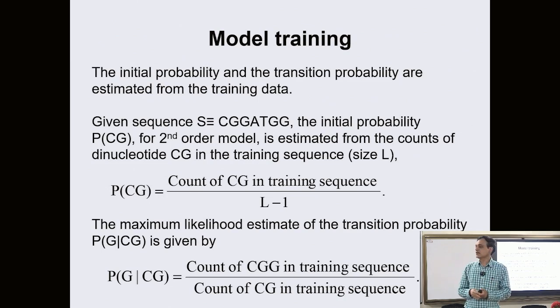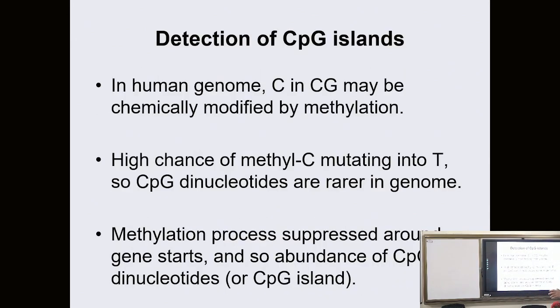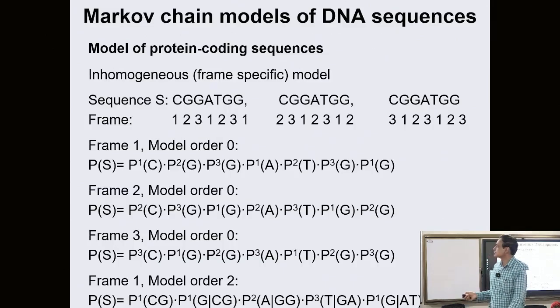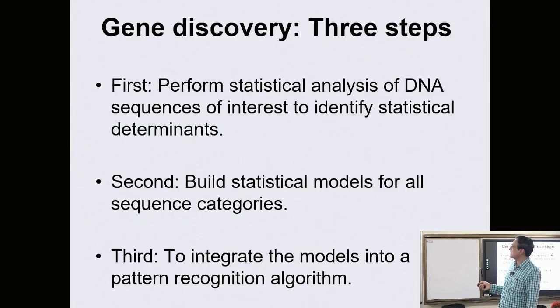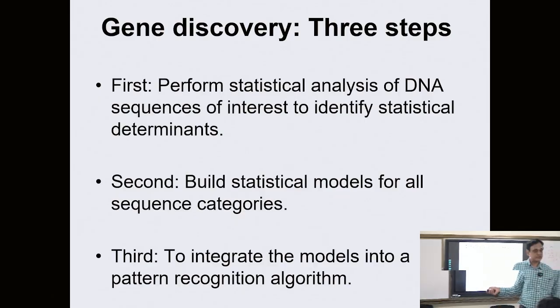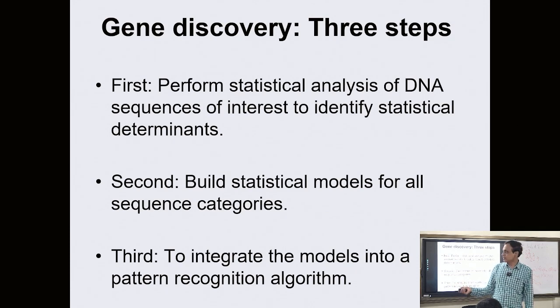And perhaps more, when I ask you to go to the next step. So gene discovery has 3 steps. Go back, 3 steps, and we did the first 2. We identified features that can discriminate protein coding sequences from non-coding sequences, and then we built statistical models for protein coding sequences and non-coding sequences. The third one we are going to come to in a moment, to integrate all these models within a pattern recognition formula or algorithm.